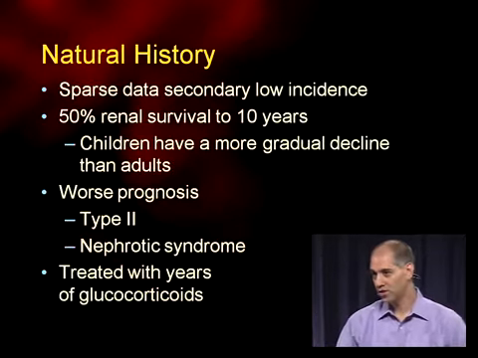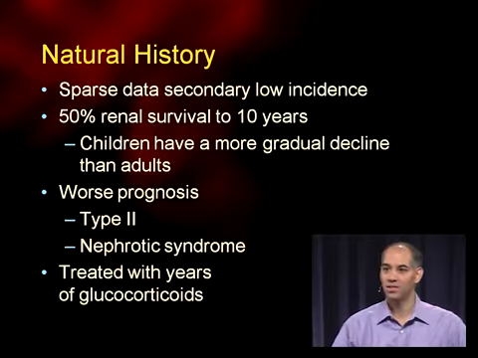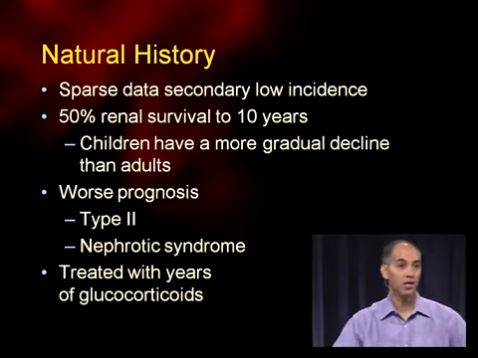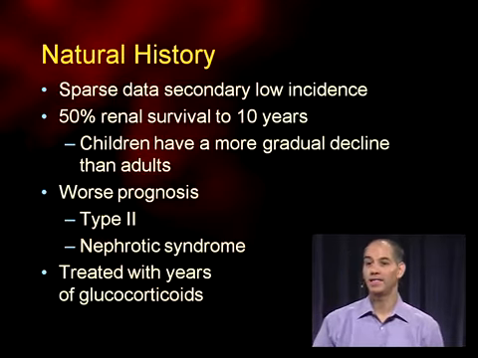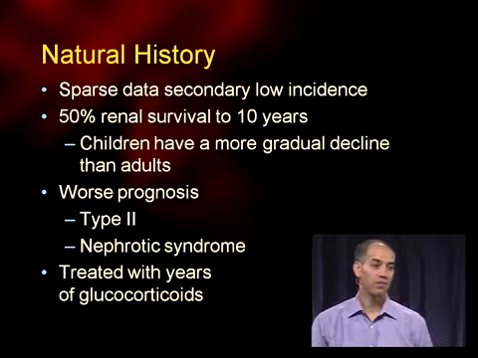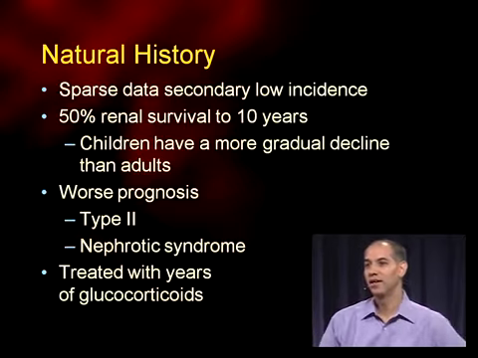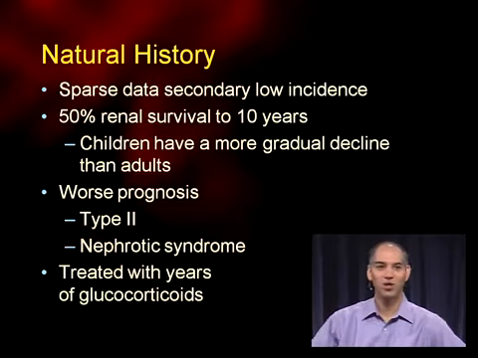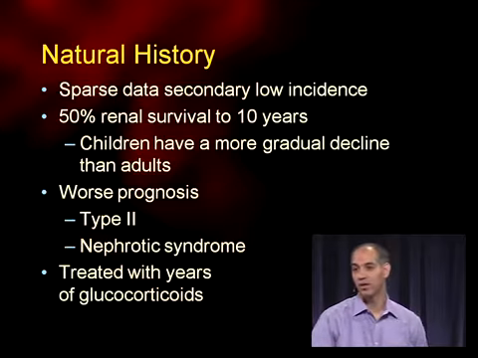The natural history of primary MPGN, we don't know a whole lot about it because it's not very common. Depends if you're a glass half full or a glass half empty kind of person. If you're a glass half full, you would say that there's a 50% renal survival at 10 years. If you're a glass half empty, you would say there's a 50% renal survival at 10 years. You know, works the other way. That means half the kids are on dialysis at 10 years. It's much slower than in adults.